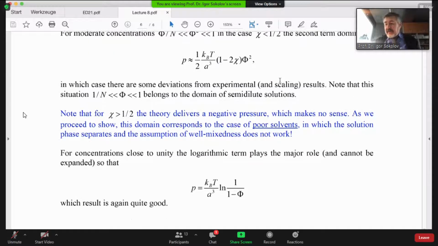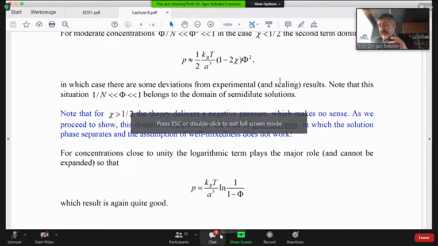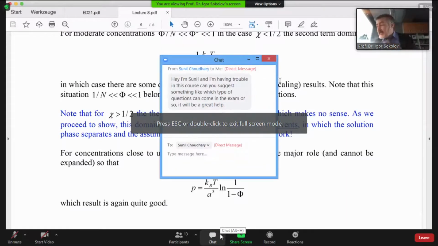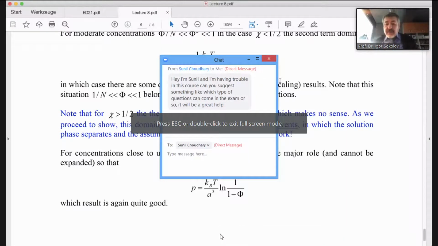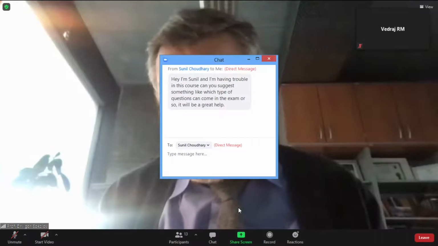When the polymer molecules essentially try to separate from the solvent. We will discuss it in a week or so. Let me draw a picture. Now let me stop it here. I simply will explain you what happens.